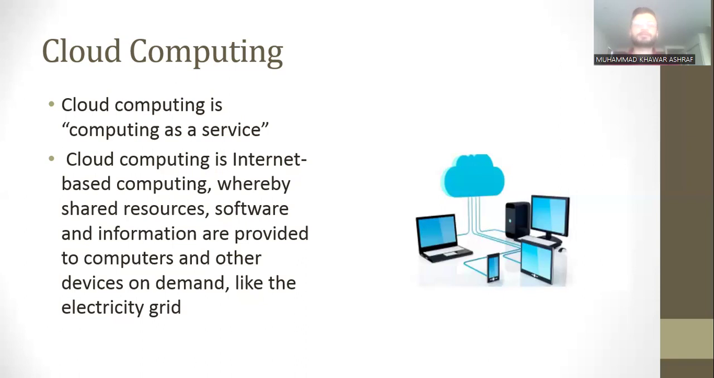Cloud computing is internet-based computing whereby shared resources, software, and information are provided to computers and other devices on demand, like the electricity grid. So here is an example of the electricity grid. The electricity grid provides electricity to any device according to its needs. So in cloud computing, the data is given and shared according to their needs.